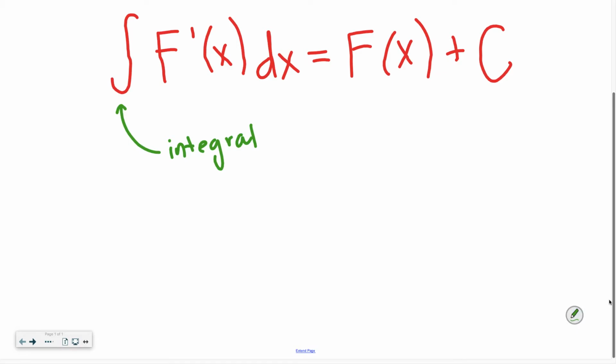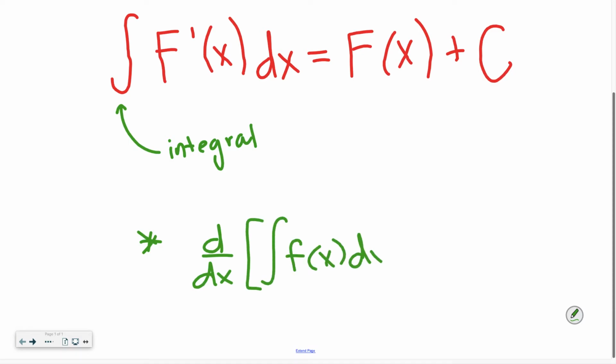If we have the derivative of the integral, and we'll talk about this a lot more, those are going to basically undo each other. The derivative of an antiderivative is just the function itself.